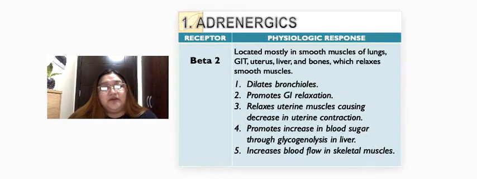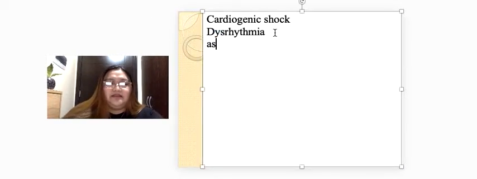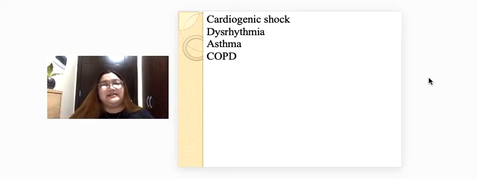Beta 2, they are located mostly in the smooth muscles of the lungs, GI tract, uterus, liver, and bones, which relaxes the smooth muscles. Okay? So, first, they dilate the bronchioles. Kaya, kanino pwede ang mga gamot na ito? Kapag mayroong bronchoconstriction. At anong mga sakit yung posibleng may bronchoconstriction? Asthma. Alright? Bukod doon, COPD. So, sulat ulit natin. Asthma, COPD. Okay?